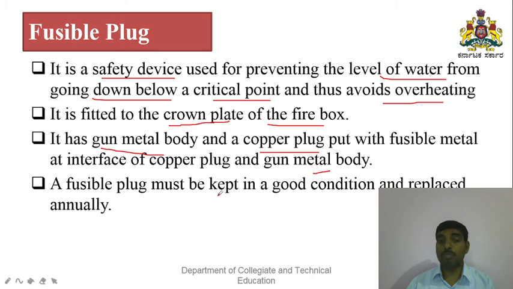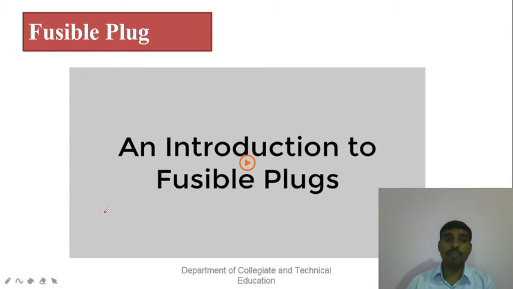Next, the fusible plug must be kept in good condition and replaced annually. So this is very important. We have to monitor the fusible plug operation at every overhauling, or every 6 months, or annually, to check whether it is in proper condition or not. Malfunctioning may lead to overheating of the tubes. So this is one important point to keep in mind while choosing a fusible plug.